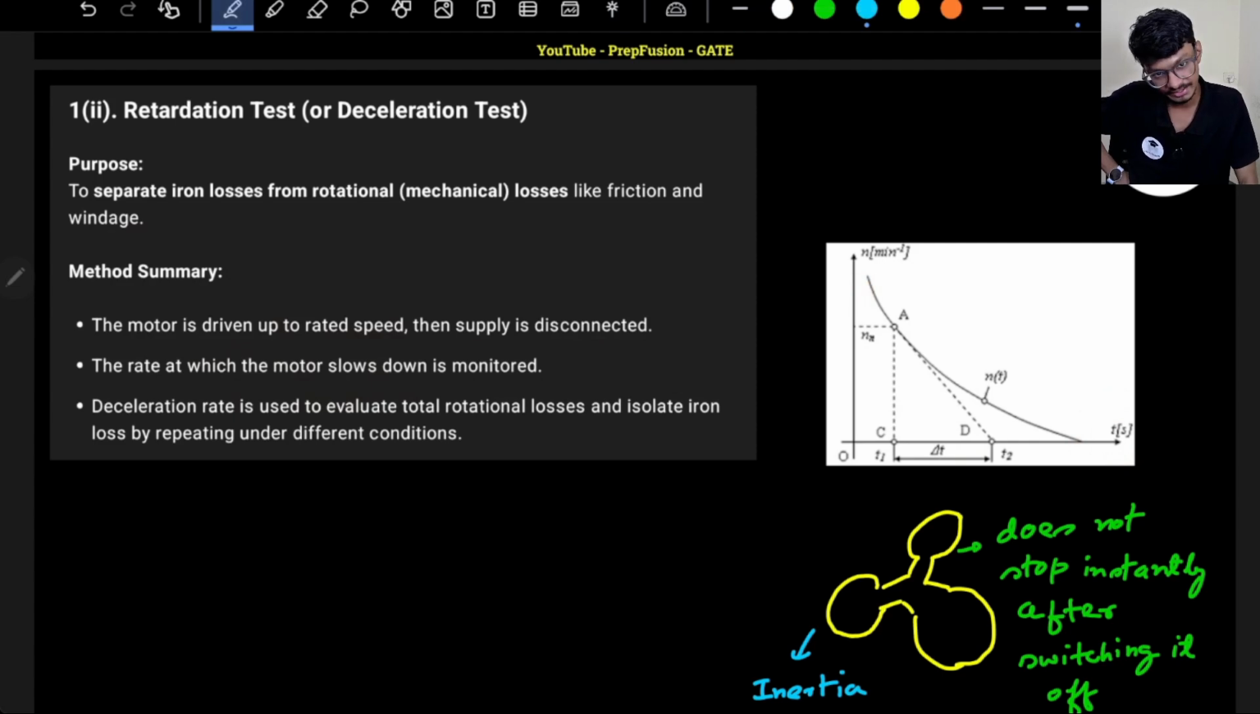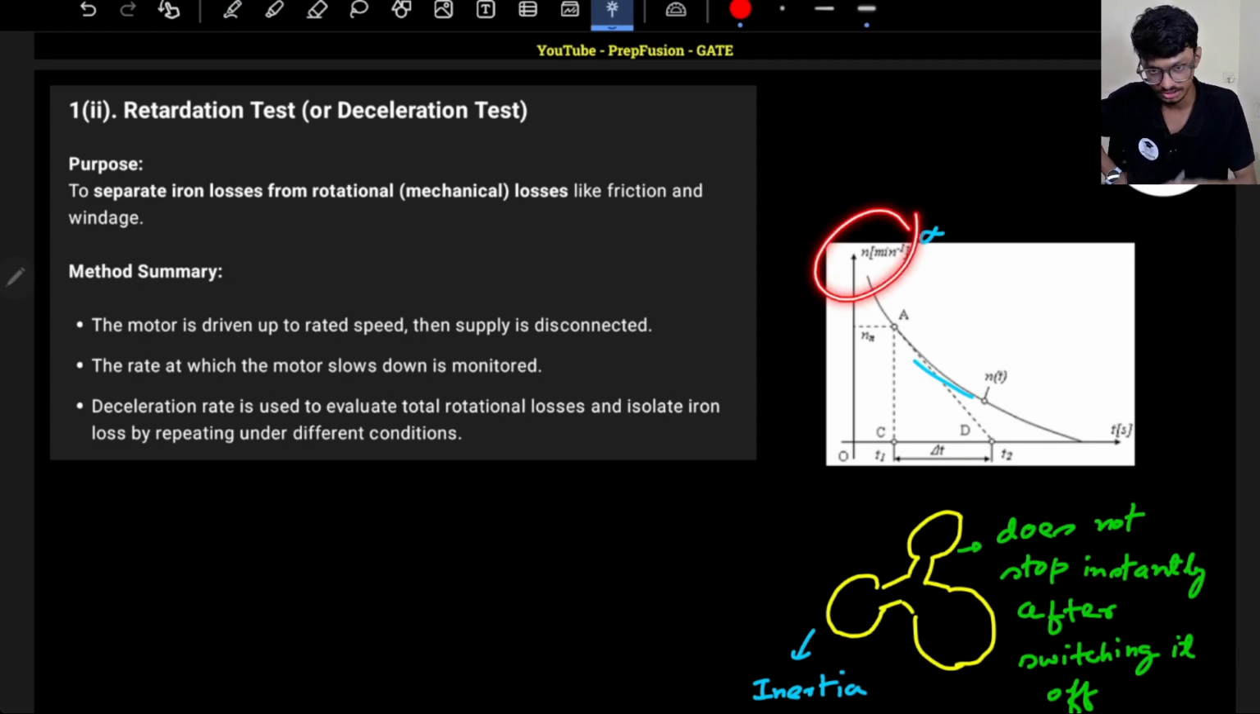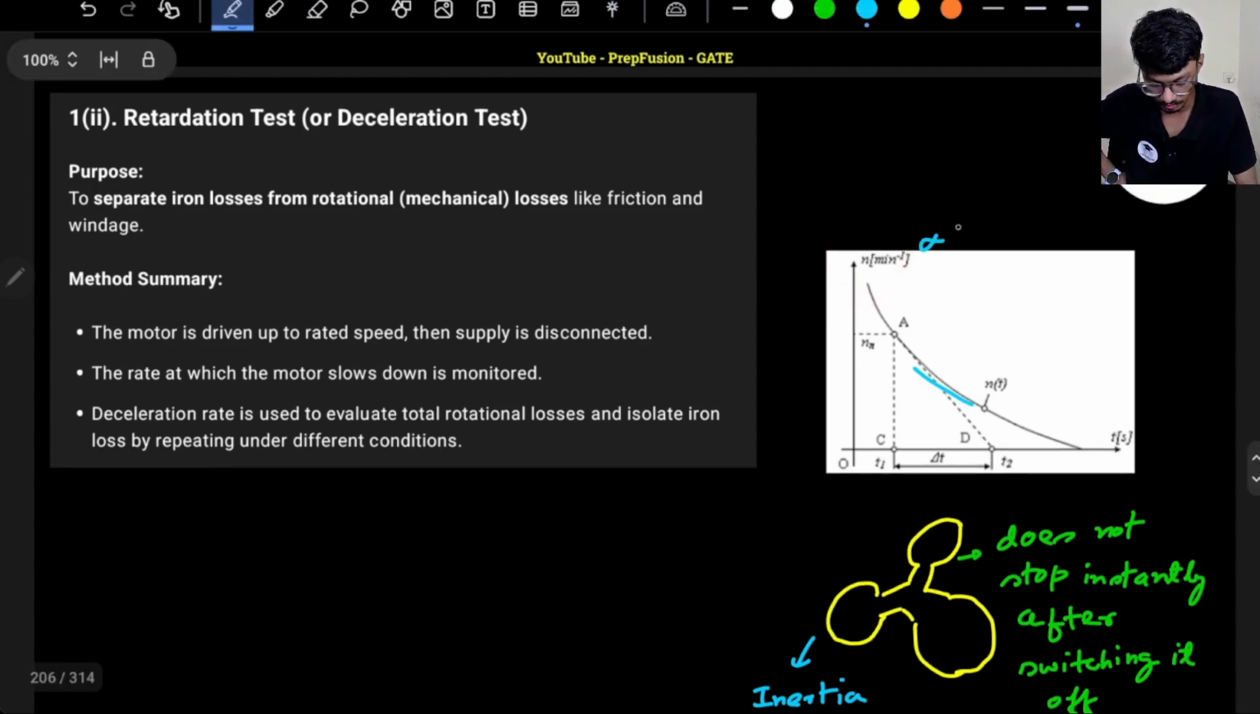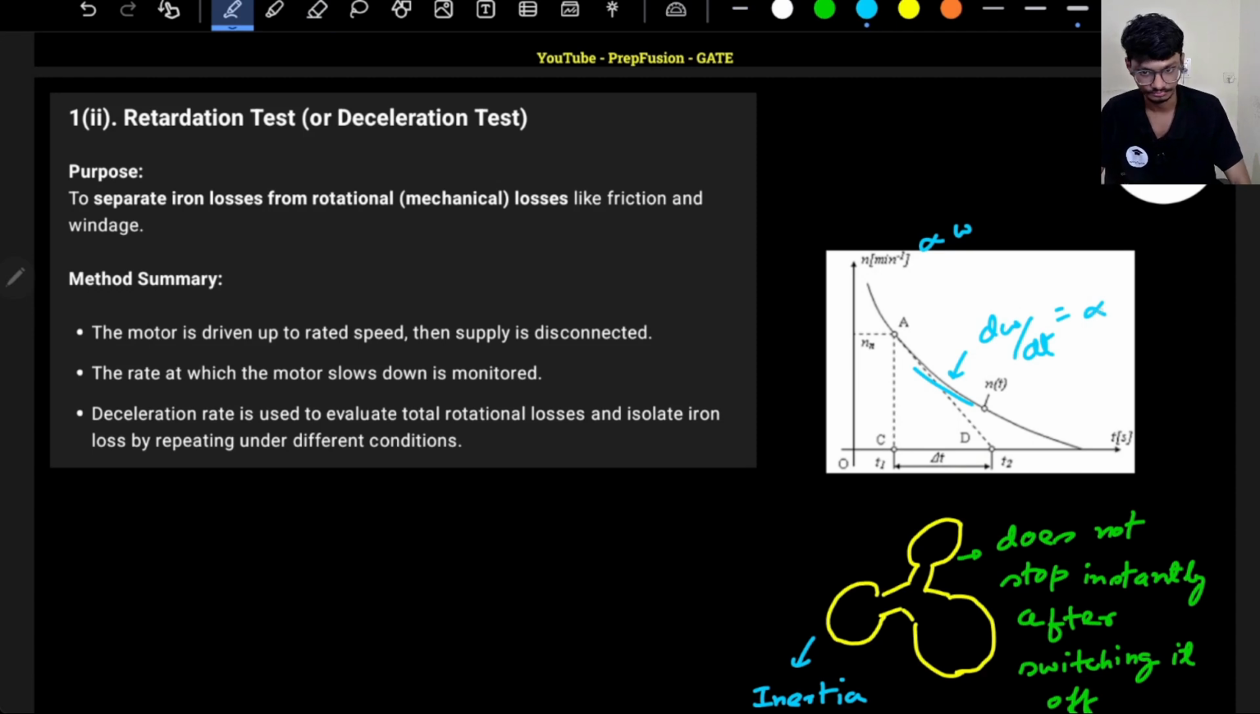If I am plotting the speed with respect to time, and I am able to get the slope of this graph, then basically speed is in revolutions per minute, which will be proportional to radian per second, right? Omega. So what is the slope? The slope will be d omega upon dt. What is d omega upon dt? It is simply alpha, the angular acceleration.